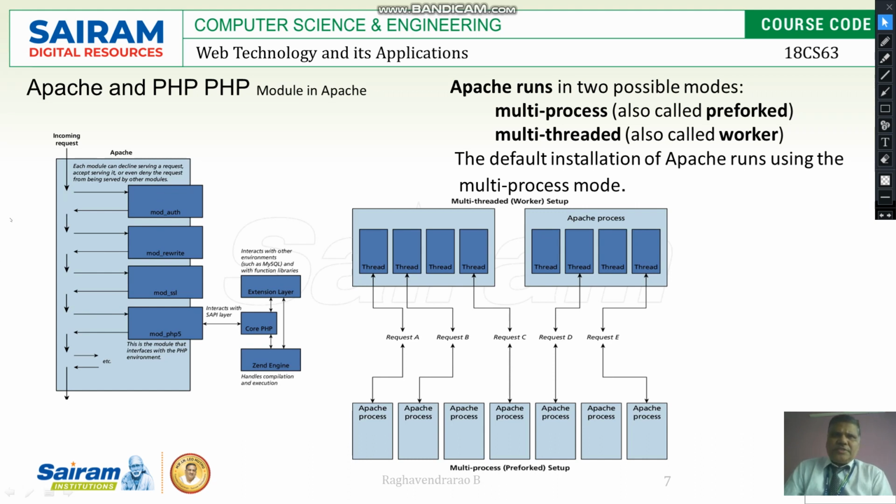First, when the request comes, it is immediately checked with mod_authentication to see whether the request is authenticated or not. If it is authenticated, the next step is rewriting, and the authentication is checked there. Then the SSL module checks whether the request is secured or not, so the SSL layer is checked.